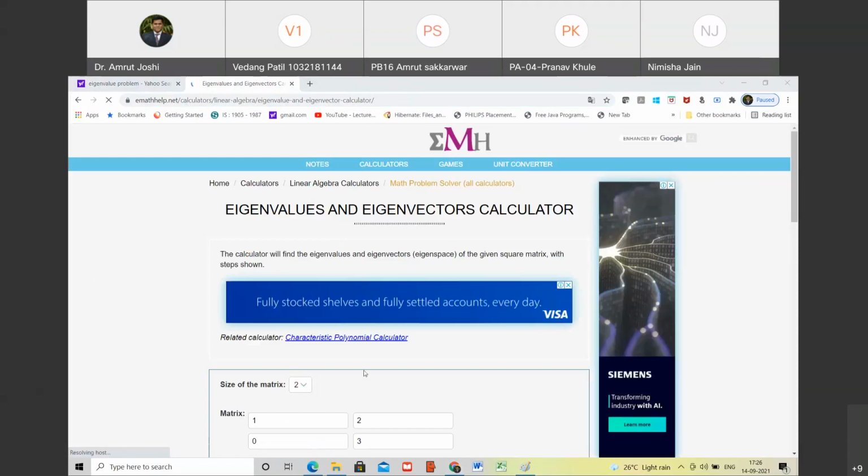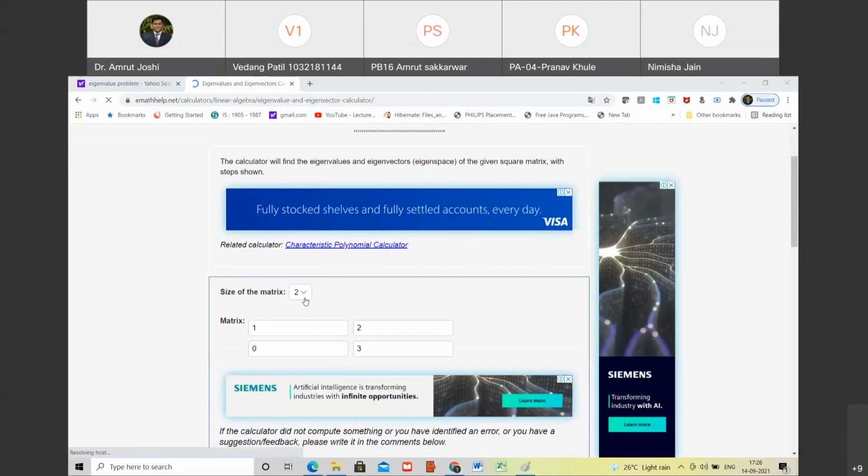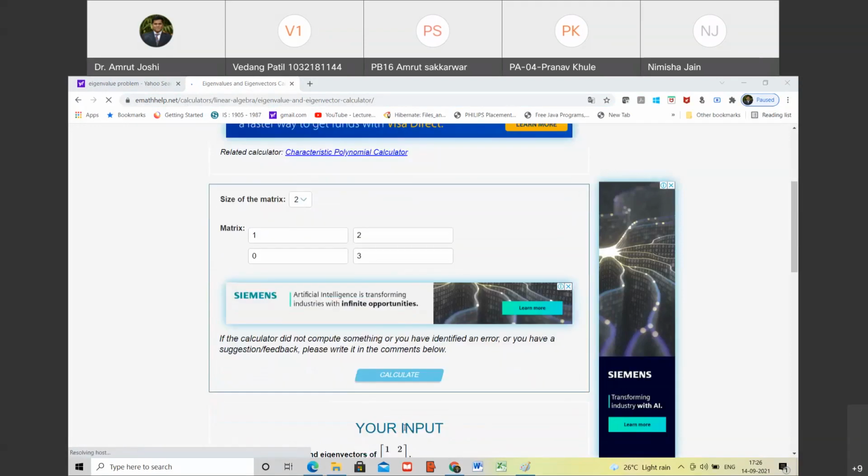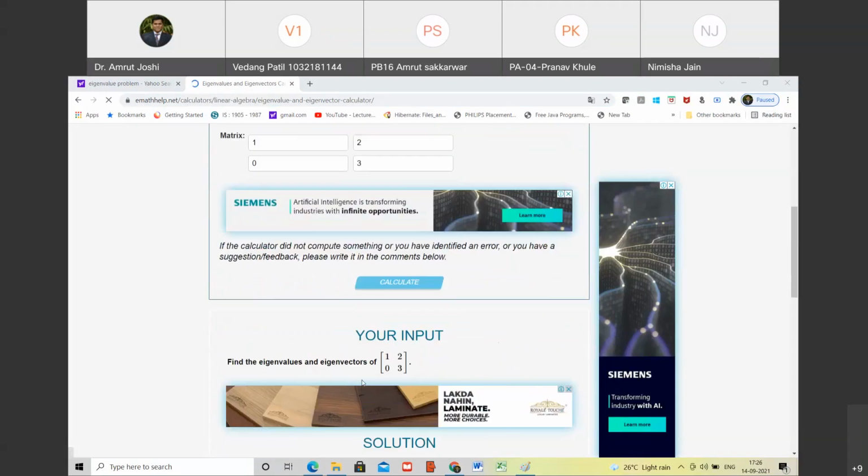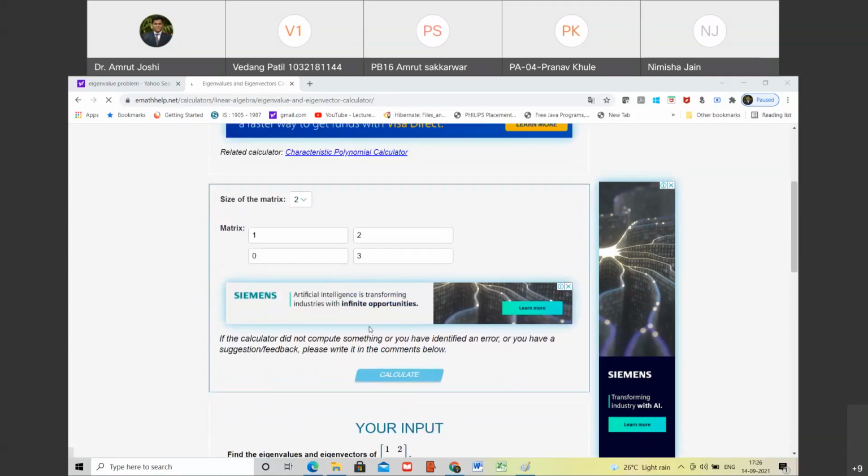Okay, are you able to see my screen? What is the size of the matrix? Here it is 2 by 2, not asked otherwise, because eigenvalues and eigenvectors can be found only for a square matrix. Are you with me? So let us do that.